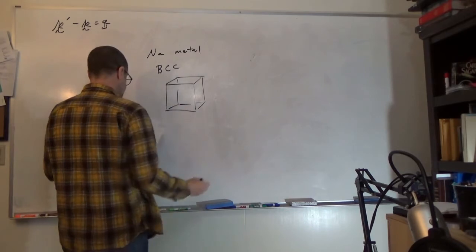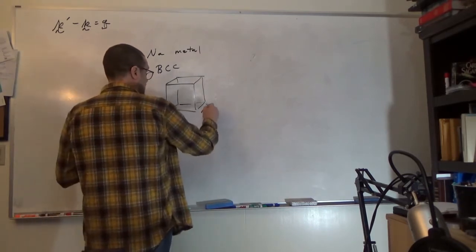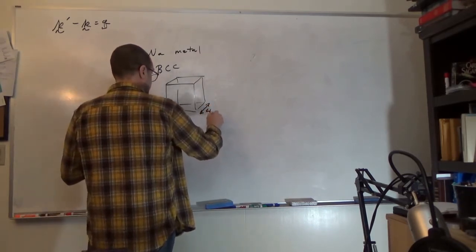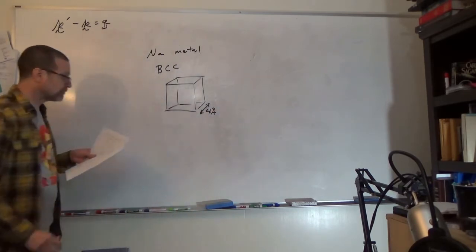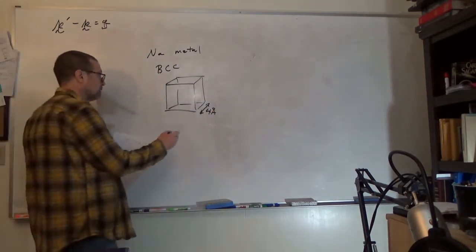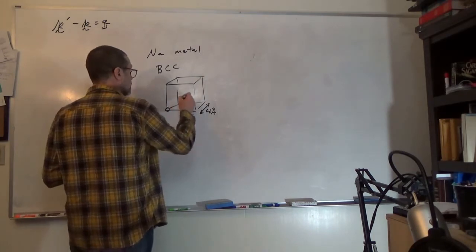The cubic unit cell has a lattice parameter of around 4 angstrom. And there's 2 atoms in the cell. We can represent one in the corner and then one in the center.